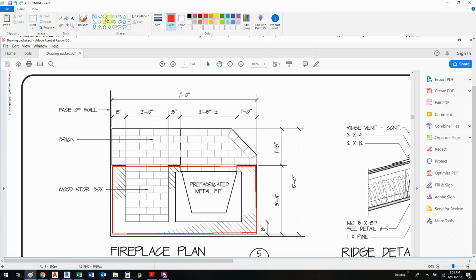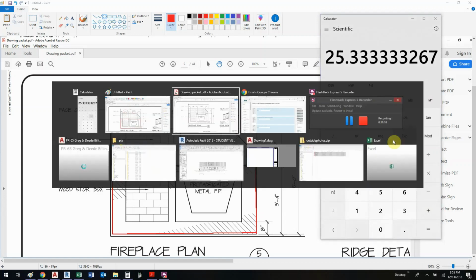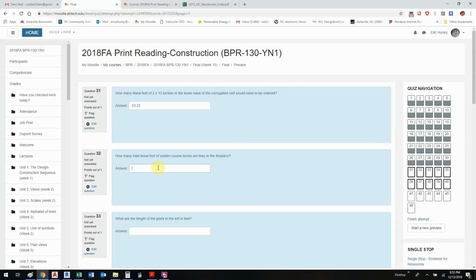Now we need to do this 2 foot and this 2.8. Let's add that to it. Plus 2 plus 2.6666667. That gives me a total of 25.333. I'll go in here and add that in. Okay, 25.333.